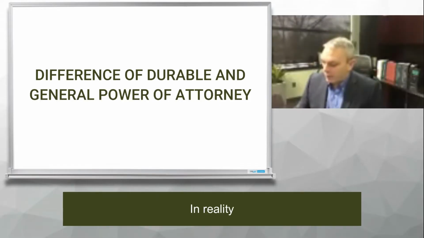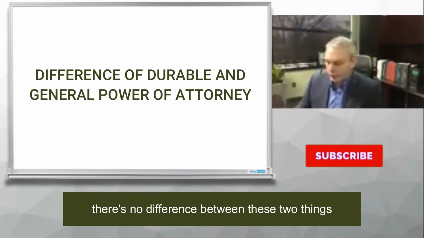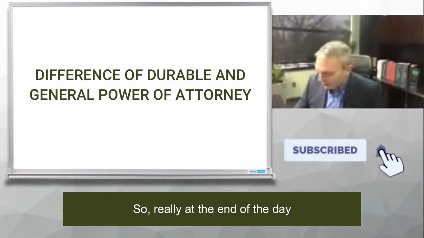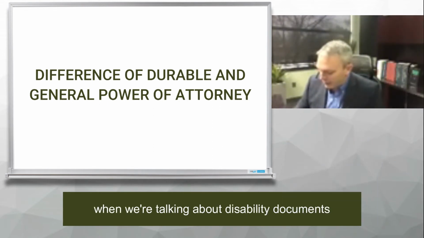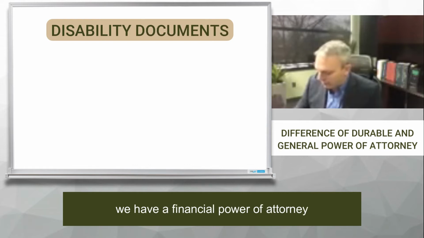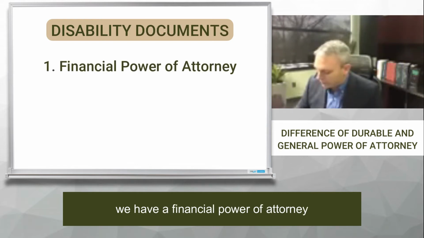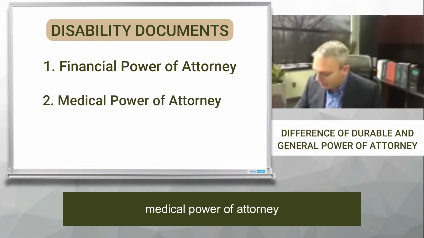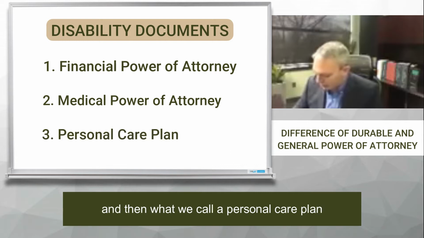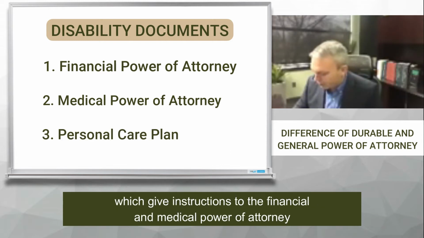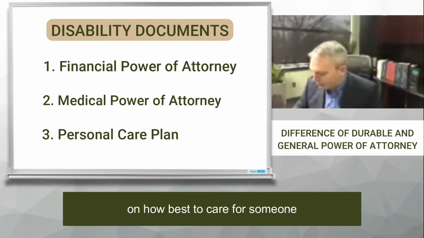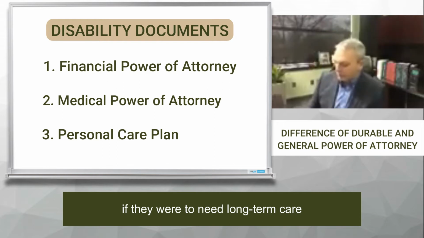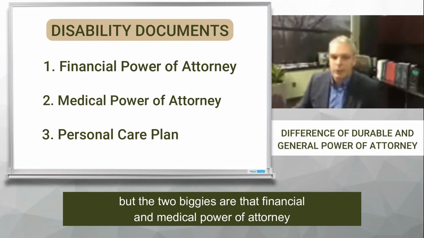In reality, there's no difference between these two things. So really, at the end of the day, when we're talking about disability documents, we recommend three different things. We have a financial power of attorney, a medical power of attorney, and then what we call a personal care plan, which gives instructions to the financial and medical power of attorney on how best to care for someone if they were to need long-term care. But the two biggies are that financial and medical power of attorney.